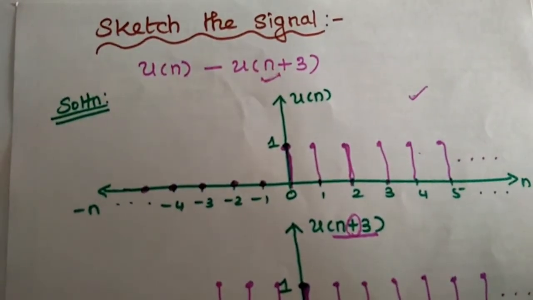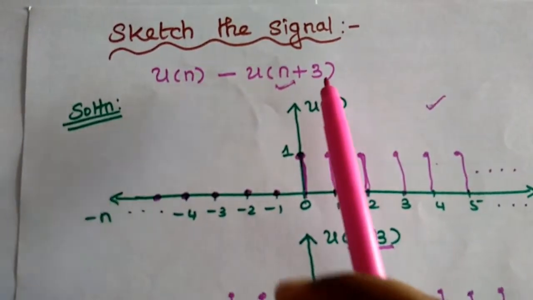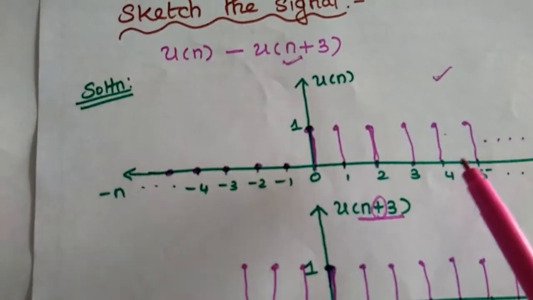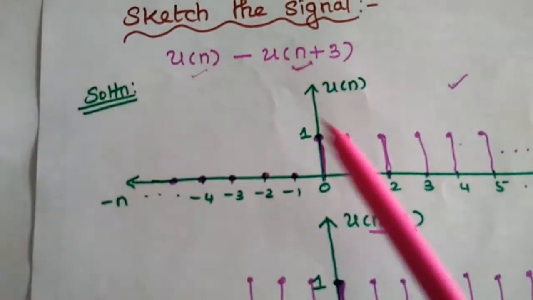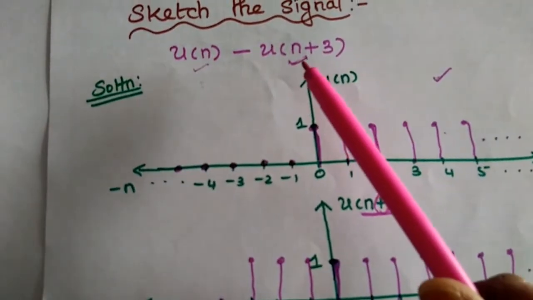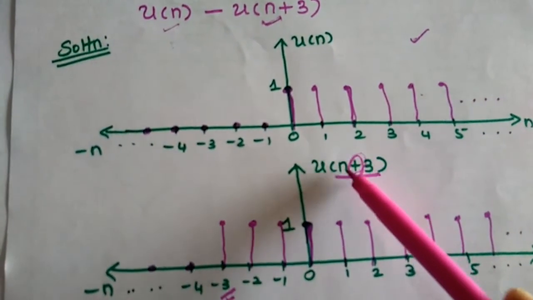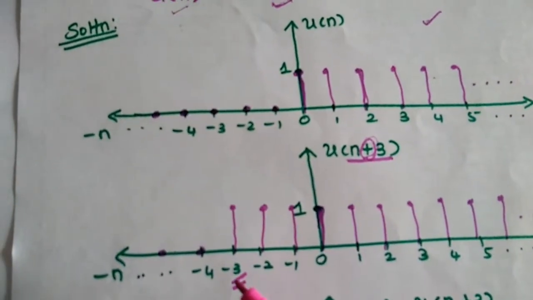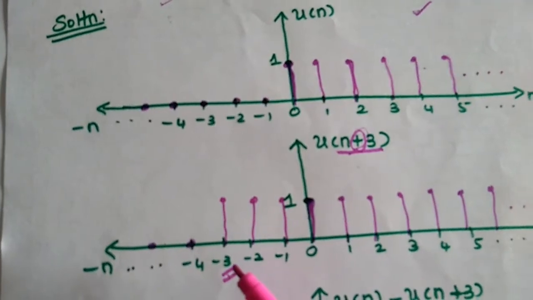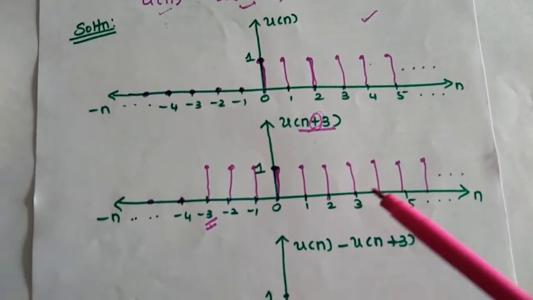So the next problem is to sketch the given signal u of n minus u of n plus 3. The first step is to draw the basic signal u of n. So u of n is drawn like this. The next step is to draw u of n plus 3. Plus means it is the negative shifting; it is the time shifted signal. Plus 3 means we have to start the signal from minus 3. So this is u of n plus 3.